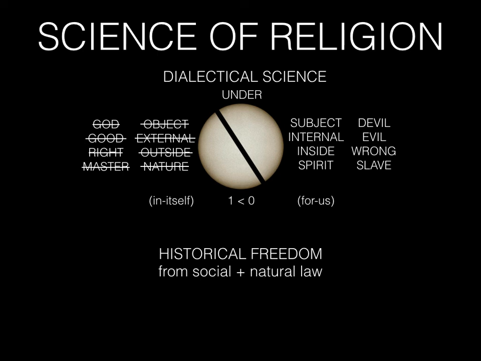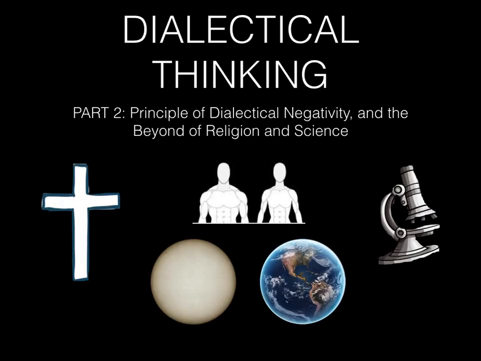The beyond of religion and science as historical categories is the spirit's own freedom, and thinking the real of this freedom in itself. And that brings us to the end of part 2 of dialectical thinking, the principle of dialectical negativity and the beyond of religion and science.